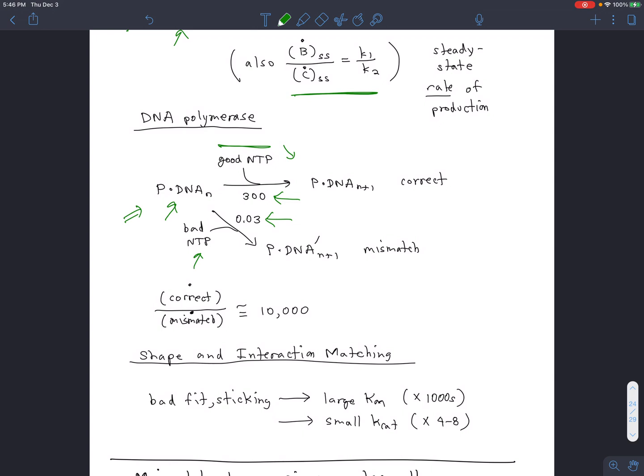And that means that if you're operating at steady state, you're going to get this ratio, 300 over 0.03, which is 10,000. You're going to get 10,000 times more of the good stuff over the bad stuff, which means that you're going to get an error once every 10,000 nucleotides or so. And I said that that's great, but not good enough. It's got to be better because you've got to make only about one mistake per replication of the genome. And that means that you can only replicate genomes of about 10,000 bases with a fidelity of 10 to the 4. That's good enough for viruses.